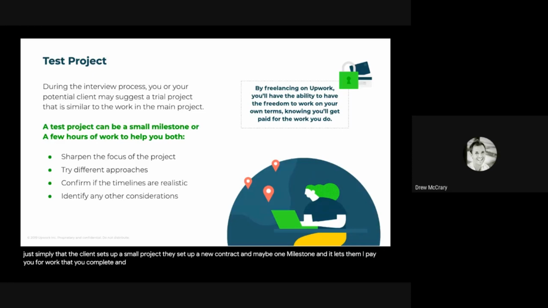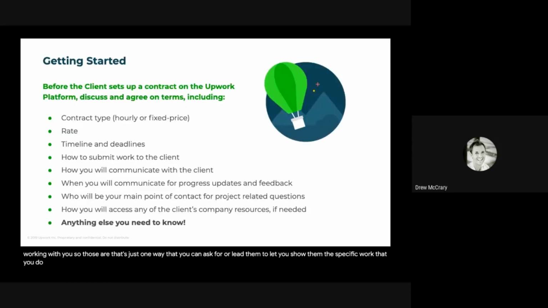And just for a simple example, let's say they wanted a picture of a cat in a certain art style. You could draw something in that art style to show that you could do it, so that they should then move forward with working with you. So that's just one way that you can ask for, or lead them to let you show them the specific work that you do.